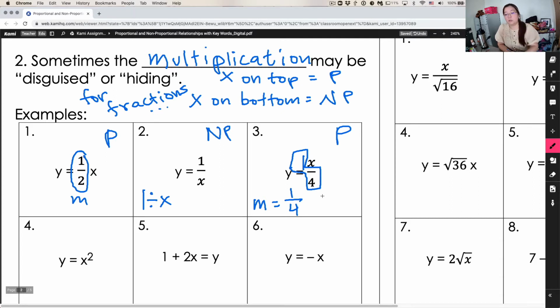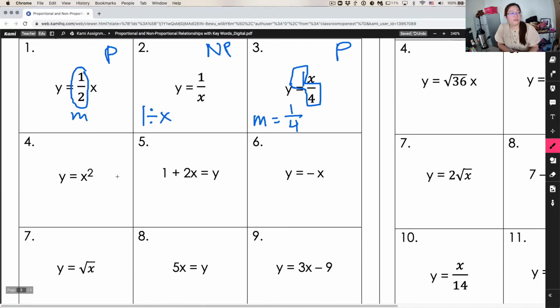Okay? Let's move on. Number 4, y equals x squared. This is not multiplication, this is an exponent, so this is non-proportional. So no squaring of x. You could have m be like 3 squared or something like that, that's fine. M can be anything. M can be negative, m can be a fraction, m can be a decimal. That's fine, but we can't do anything to x except multiply. You can't divide by x, you can't add stuff to x, can't square x, that's bad.